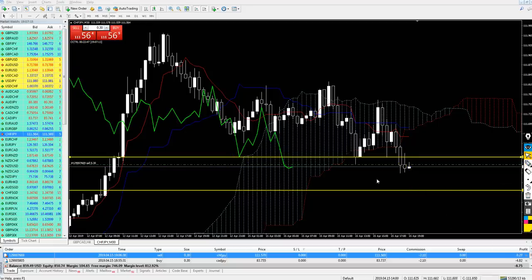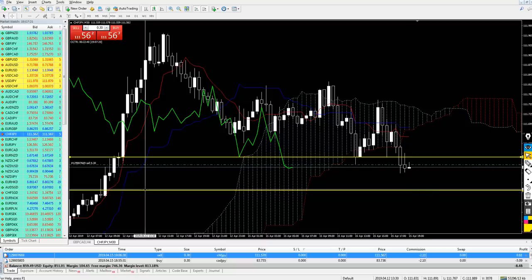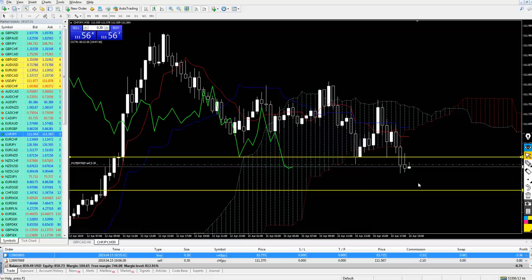And if I want to exit my trade, I will of course exit at the nearest support or resistance, which is here, 7 pips away on the next yellow line. Yeah, so now let's see what is going to happen on this trade, and I will come back to you guys later. I will pause the video for now.